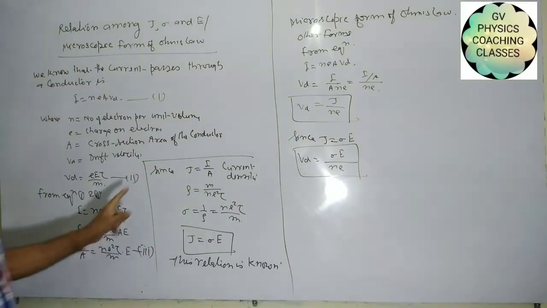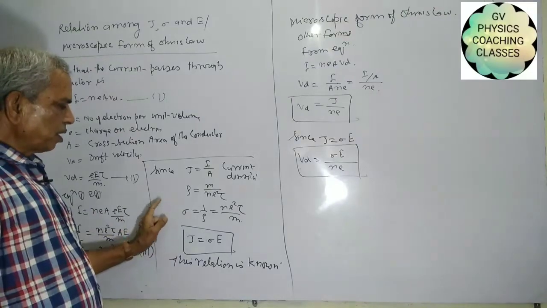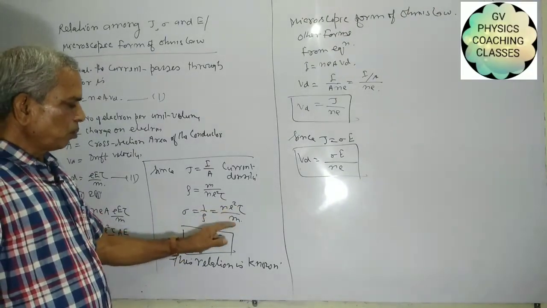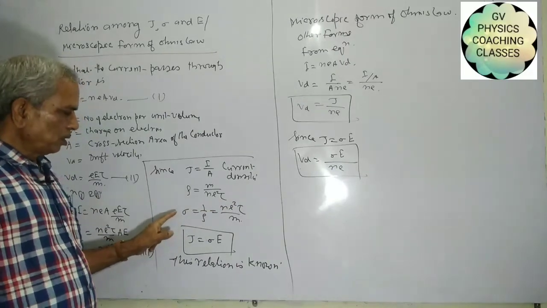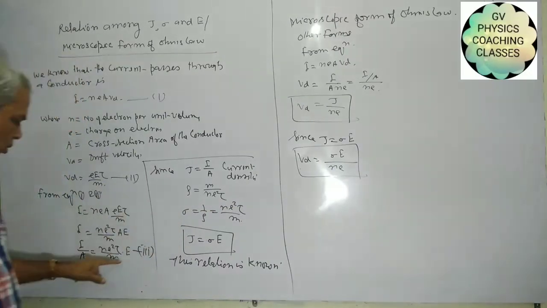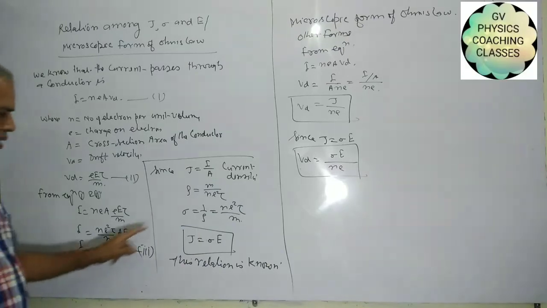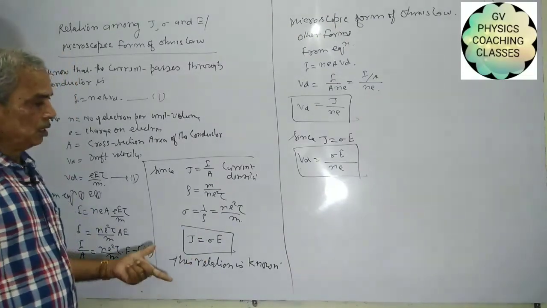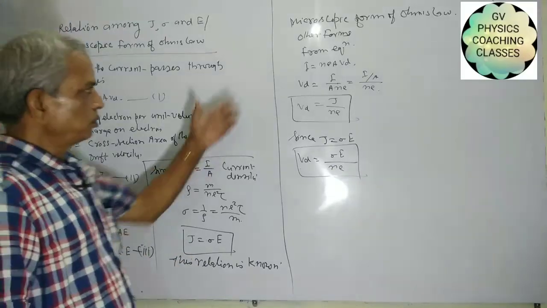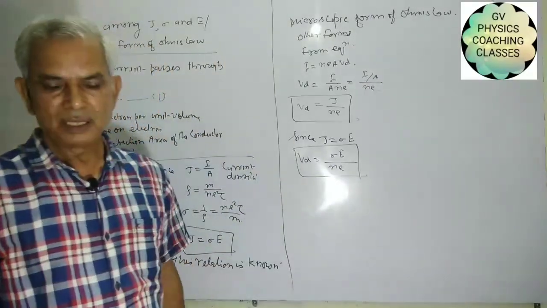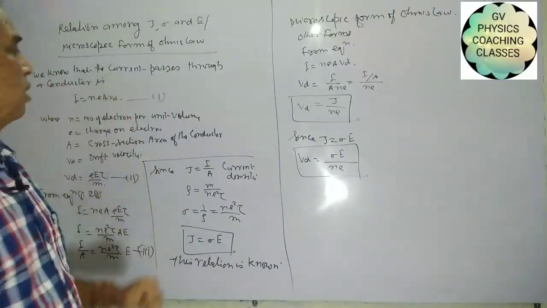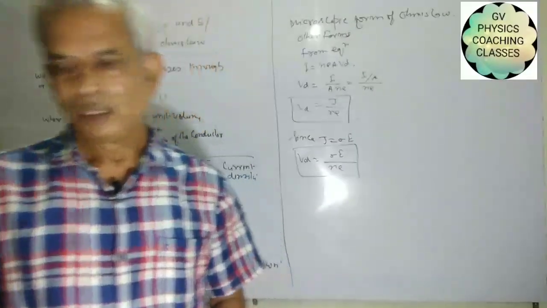Since I upon A equal to current density J, m upon n e square tau is the resistivity. Conductivity is 1 upon resistivity. So n e square tau upon m becomes sigma. So this is sigma, this is J. So J equal to sigma E. Other forms are these. Thus we can define this is all about the relation.